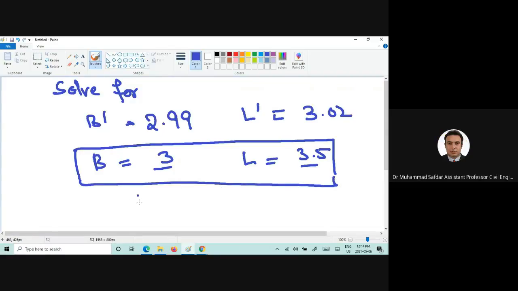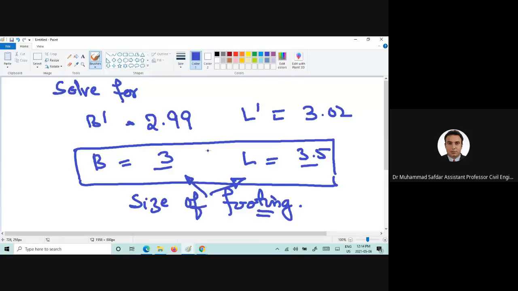We have the size of the footing. These will be the values, okay. So these are the desired values which were asked in this problem, that we need to find out the dimensions, for example the width of the footing and the length of the footing.